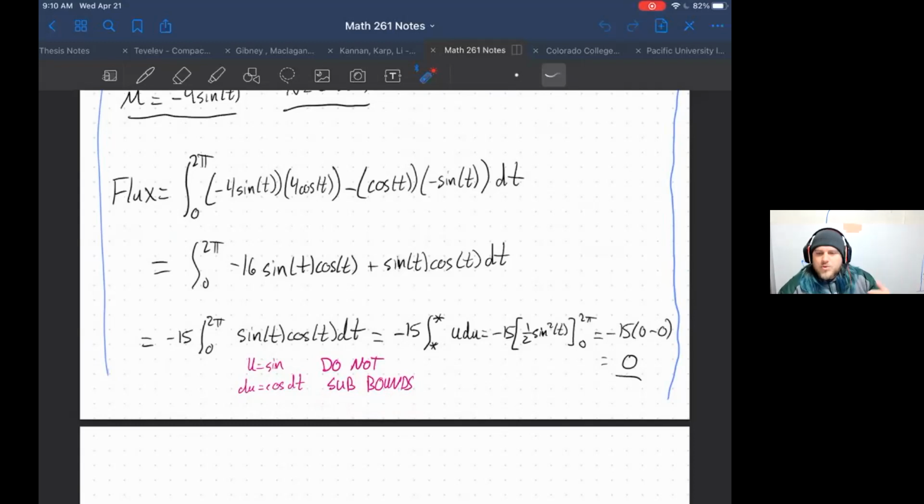Go back to the original variable, the original bounds, because this 0 to 2 pi keeps track of moving around the circle in a counterclockwise direction, whereas if you did sine of 0 and sine of 2 pi, that doesn't tell you anything. It tells you that you start and end at the same place, but it doesn't tell you what kind of motion, what kind of curve you're looking at there.